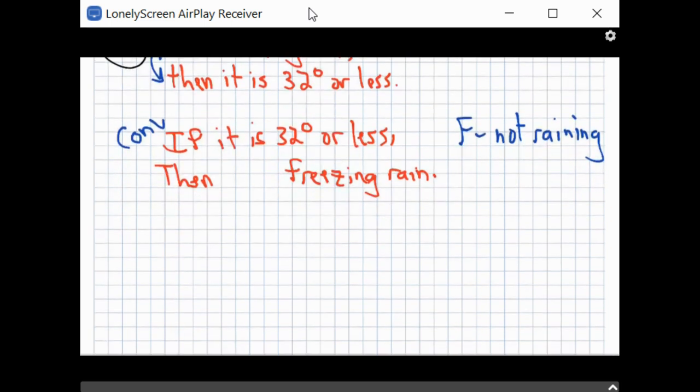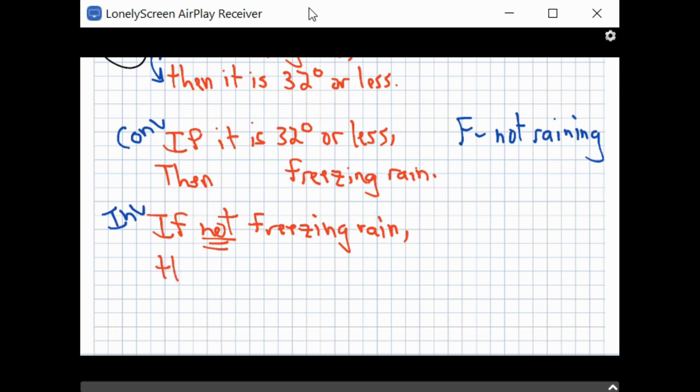Let's try the inverse. That's where we go back to the original, but we negate it. So if not freezing rain, then it is not 32 degrees or less. Try to have nicer penmanship than me at this point, and write "not" big to remind yourself. So if it's not freezing rain, then it can't be below 32 degrees or less.